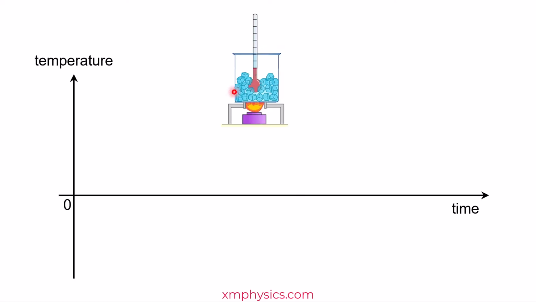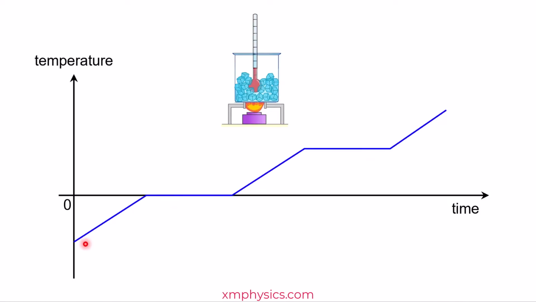Hello, we start with a beaker of very cold ice, let's say negative 20 degrees Celsius, and we supply heat to it at a constant rate, and we measure the temperature at regular time intervals. So if you were to plot the temperature versus time graph, how do you think it will look like? Typically, it will look like this.